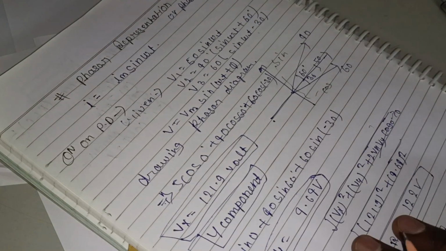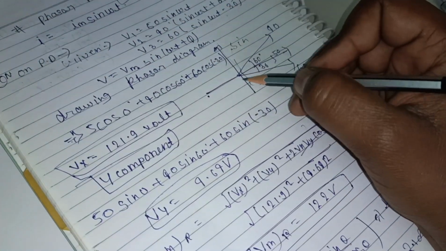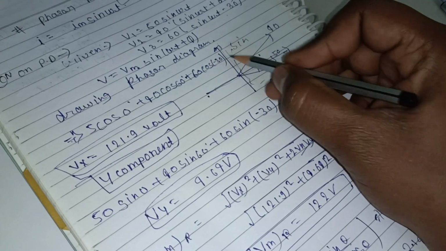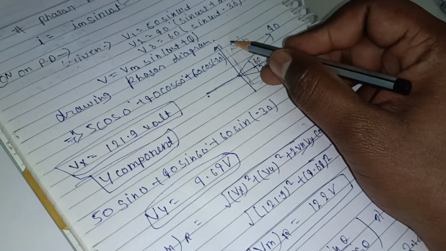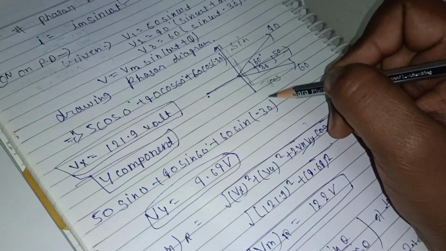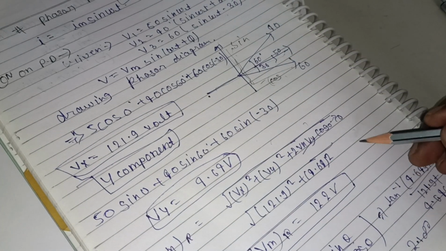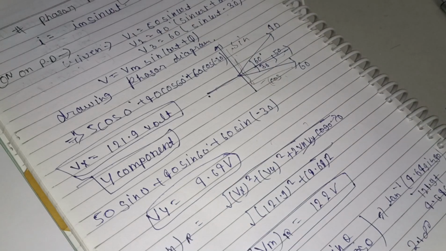And that's all. Phasor representation: you all know that if we are given something like this, we will draw something like this, with the sine component on the y-axis and the cos component on the x-axis, then simply we put it, and we can find VRMS. Okay, so that's all about basic electronics.